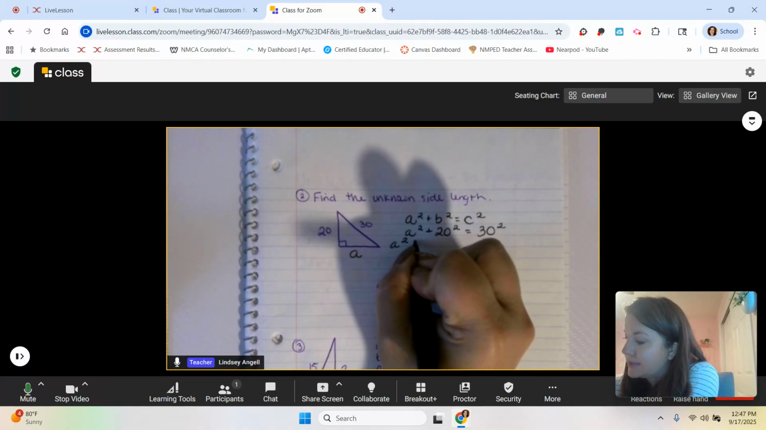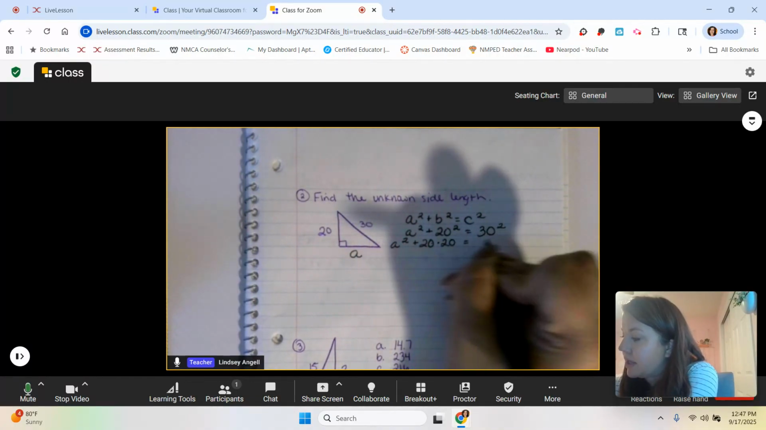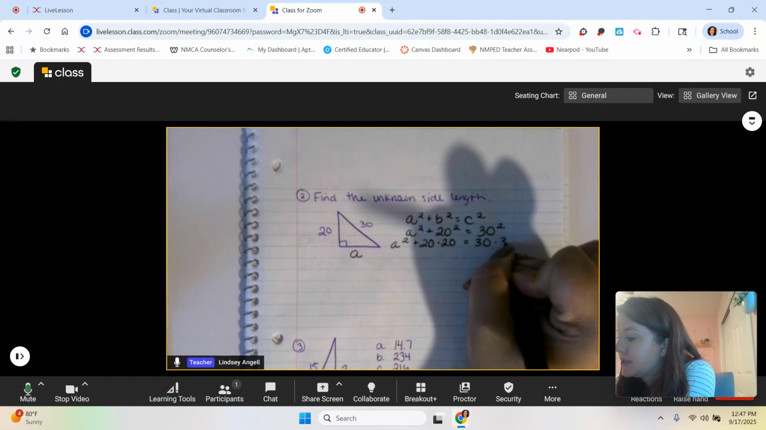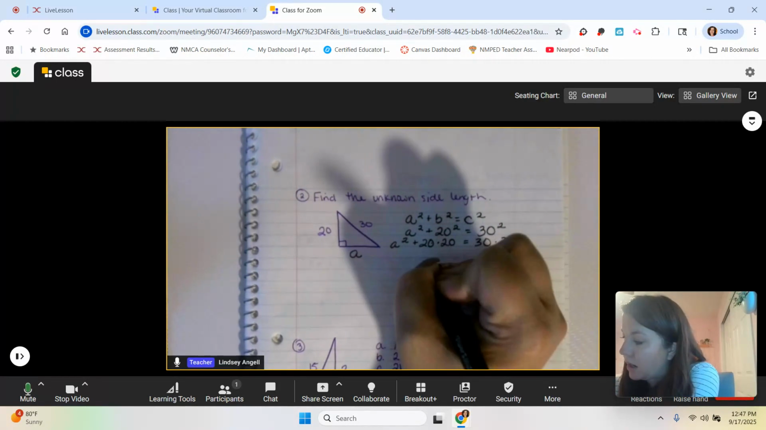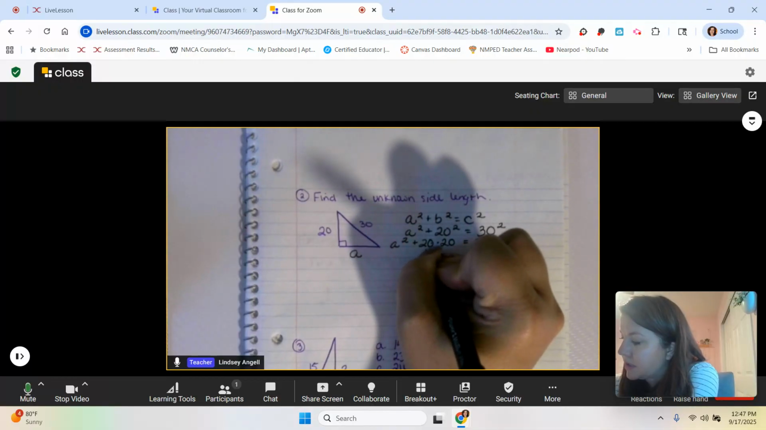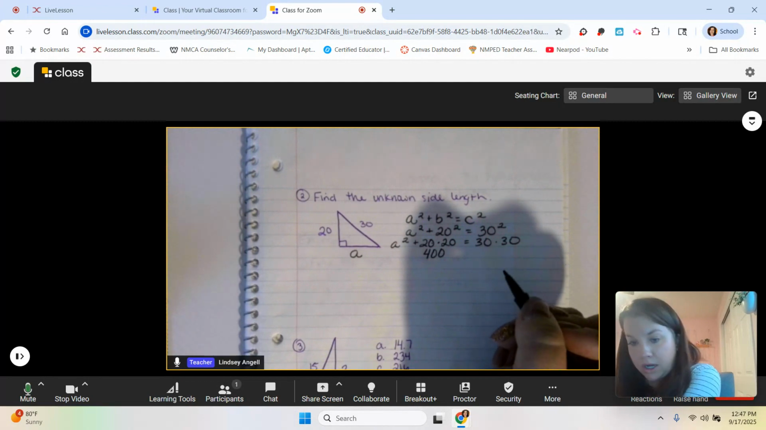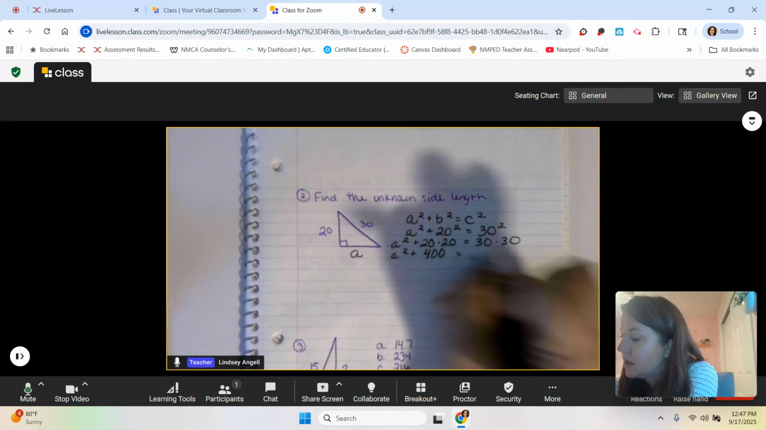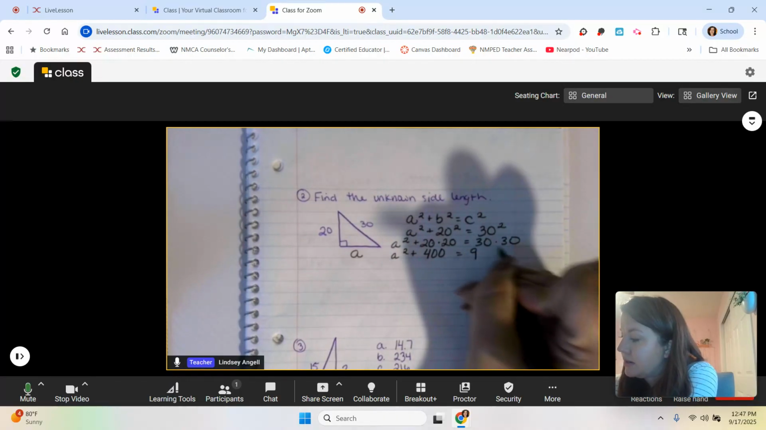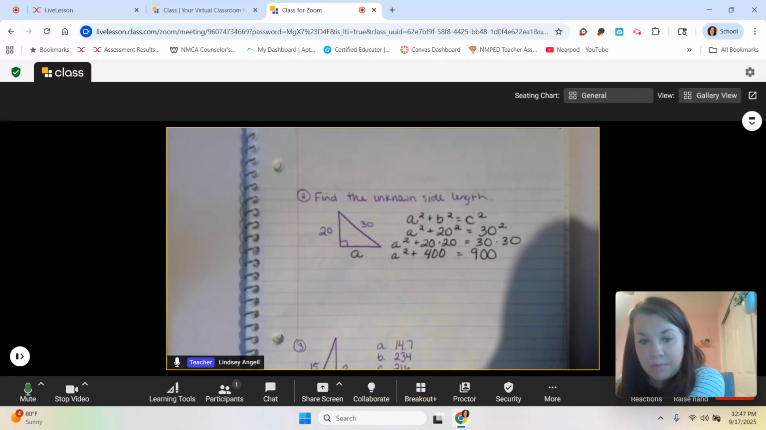So A squared plus, and then this would be 20 times 20 equals 30 times 30. Well, 2 times 2 is 4. But then I've got 2 zeros on there, so 20 times 20 is 400. So I have A squared plus 400, and then 3 times 3 is 9, but I've got 2 zeros there, so 900. Again, my goal is to get my variable by itself.